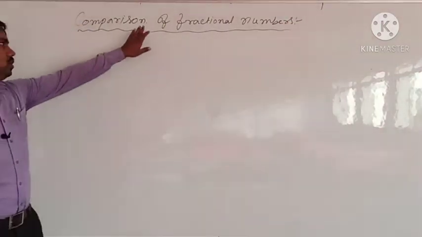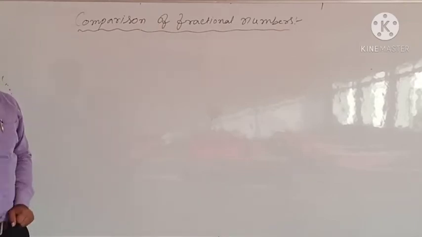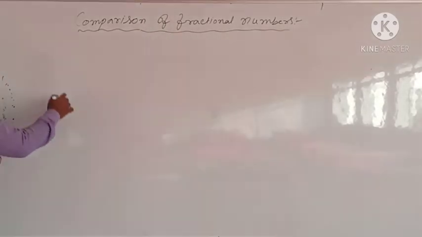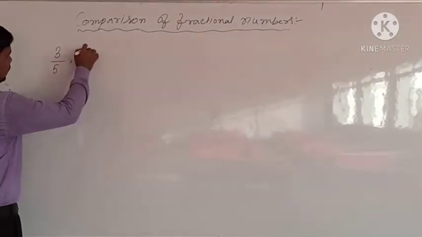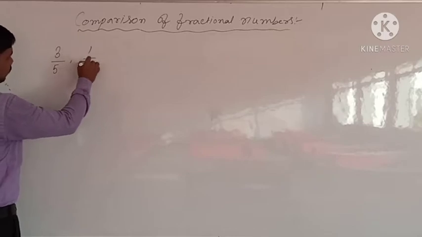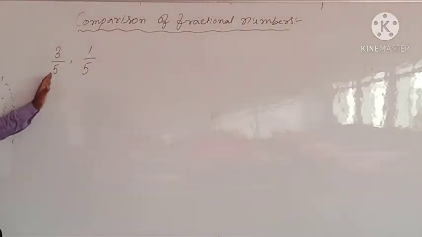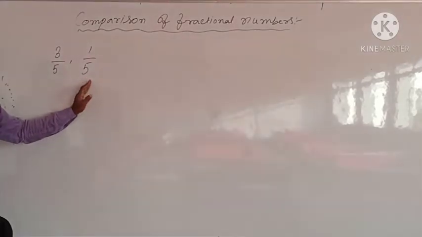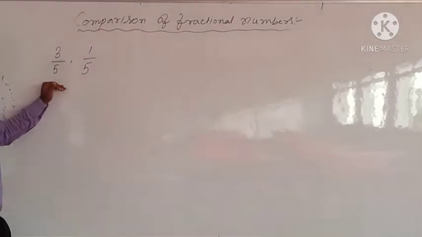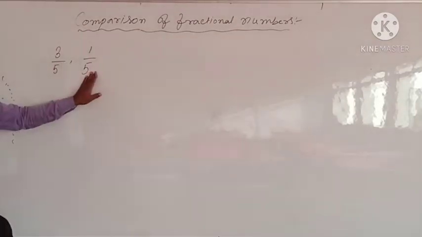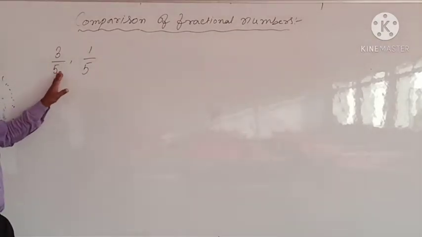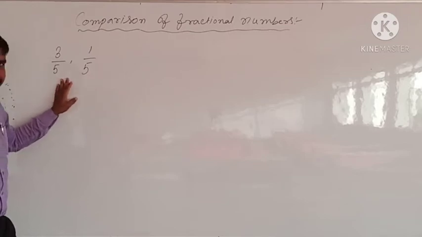So the topic is comparison of fractional numbers. Suppose two fractional numbers are given, one is 3 by 5, another is 1 by 5. Which one is greater, how will you know? In both the fractional numbers the denominator is the same, so both the fractions are like fractions, right?